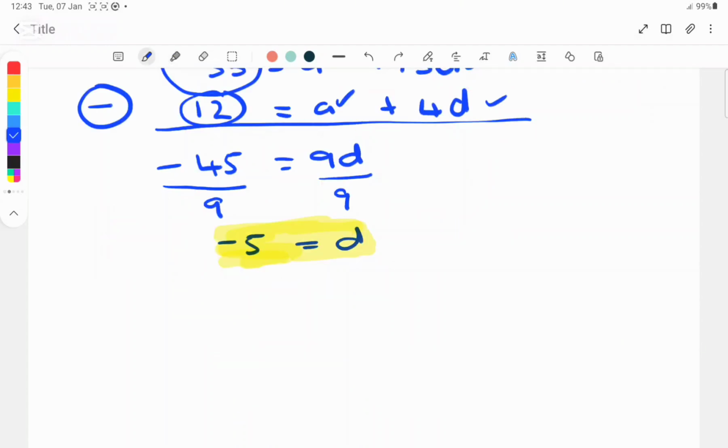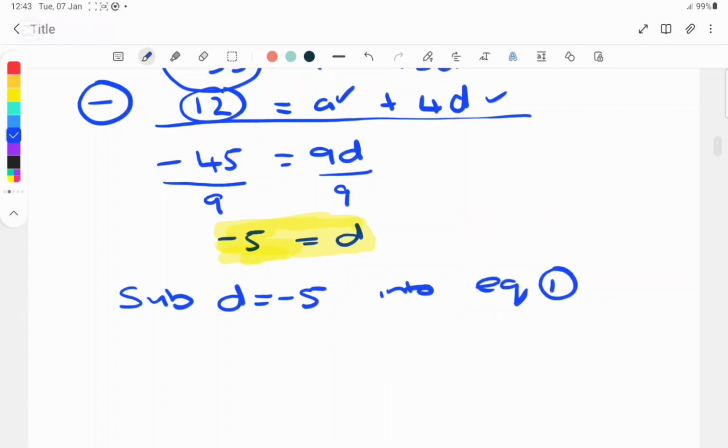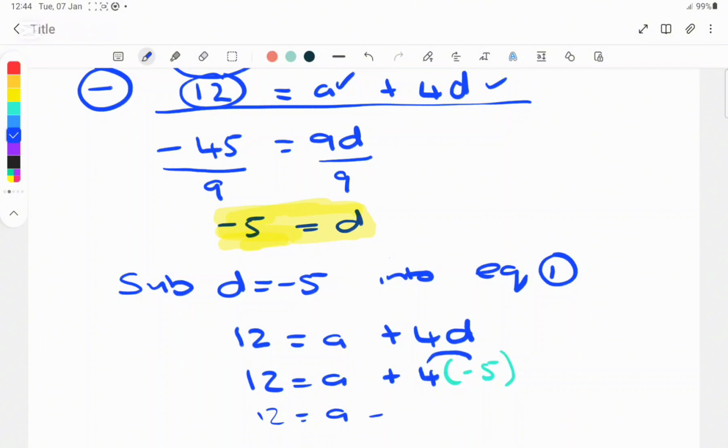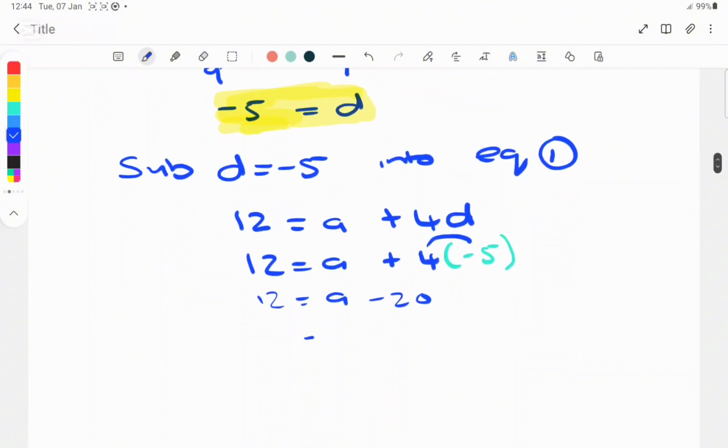To solve for A, I'm going to sub D into any one of my equations. So I'm going to sub D is equal to negative 5 into equation 1. I'm going to write equation 1 down. This is equation 1, and wherever there's a D, I'm now going to write negative 5. So 12 is equal to A, this times this, negative 20. A is equal to 12 plus 20. So A is 32.